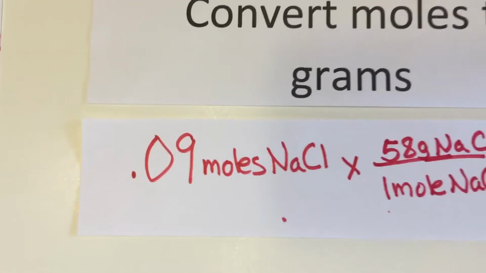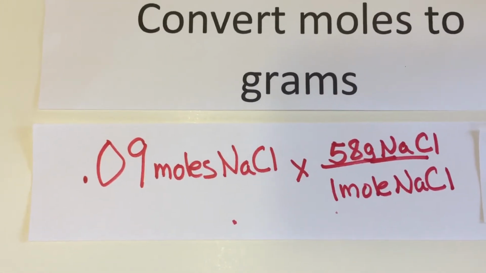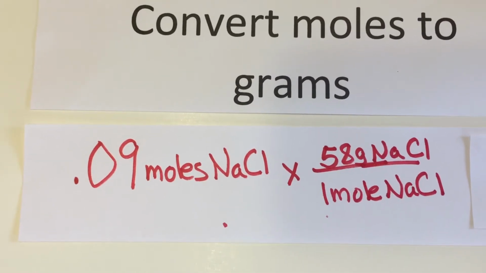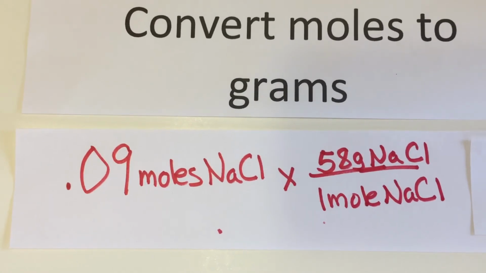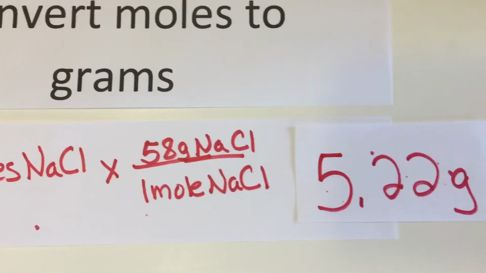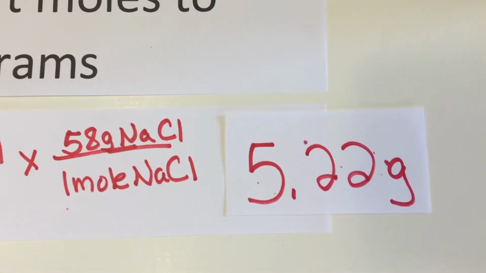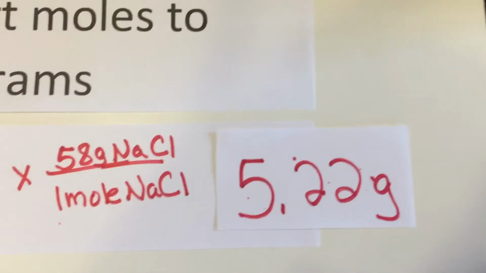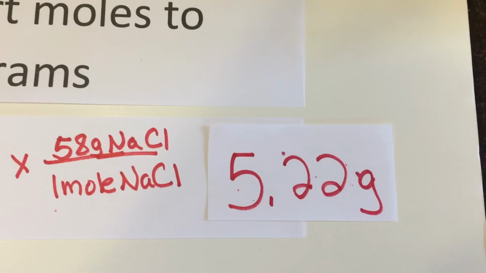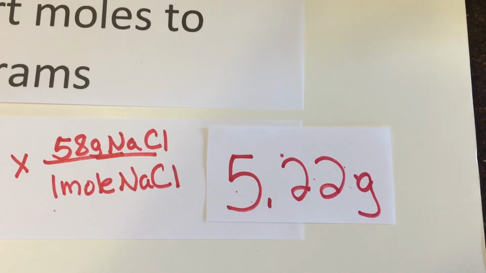So we take our 0.09 moles of sodium chloride and multiply it by 58 grams of sodium chloride over 1 mole, so our molar mass that we calculated earlier, and we end up with the answer of 5.22 grams of sodium chloride. I should have put sodium chloride there, but hope that helps. We'll do number 2 in a bit.